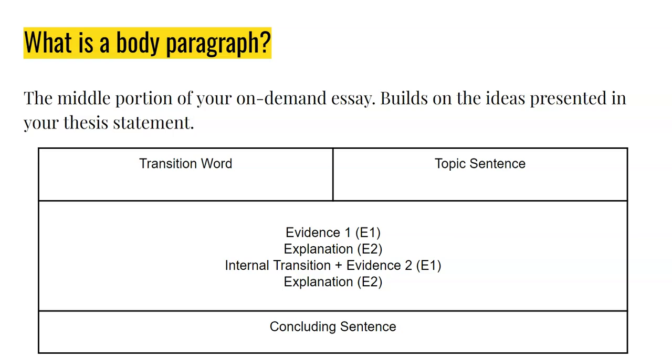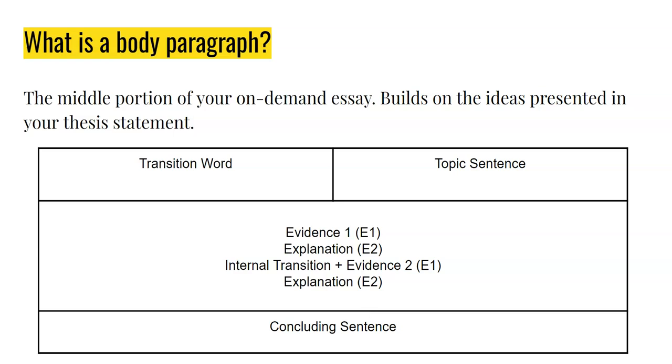If your body paragraphs were a shape, the shape that you see here on the screen is what they would be. It's kind of a rectangle shape, and it includes several elements. It starts with a transition word and then a topic sentence, and then it moves on to some evidence that you are going to explain. And remember, we've talked all year about how we are referring to evidence as our E1 and explanation as our E2. After your first E1 and E2, you are going to include an internal transition and then another piece of evidence that you explain. And then at the end of the paragraph, you have your concluding sentence.